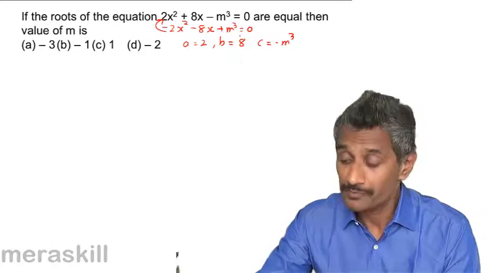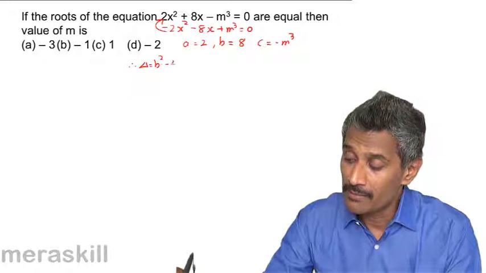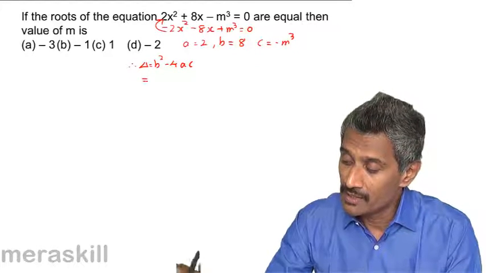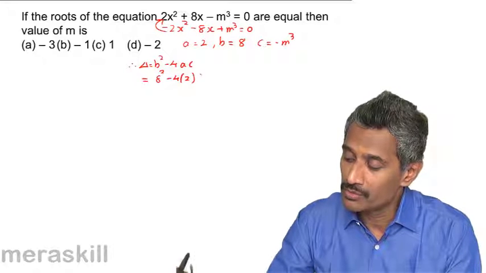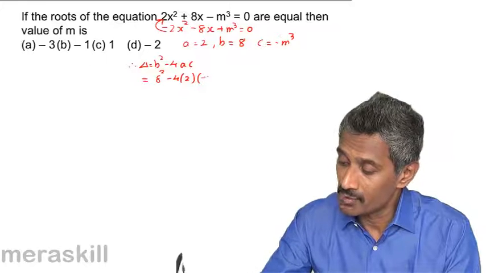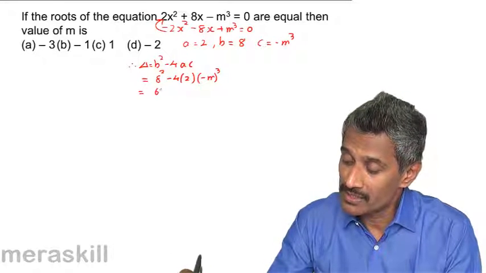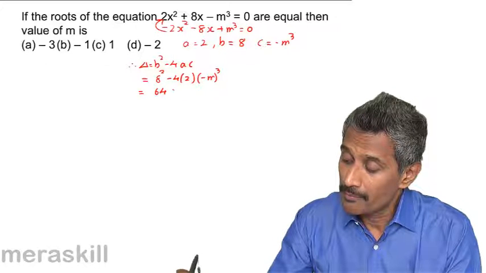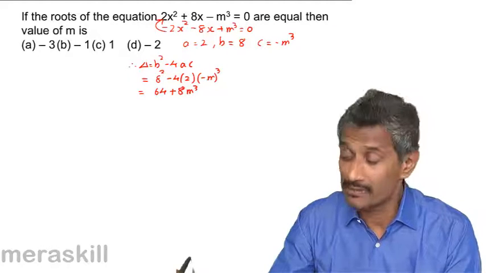Now if you see, a is equal to 2, b is 8 and c is minus m cube. Therefore the discriminant, that is b square minus 4ac, would be 8 square minus 4 into 2 into minus m cube. Now this will become 64 plus 8m cube.